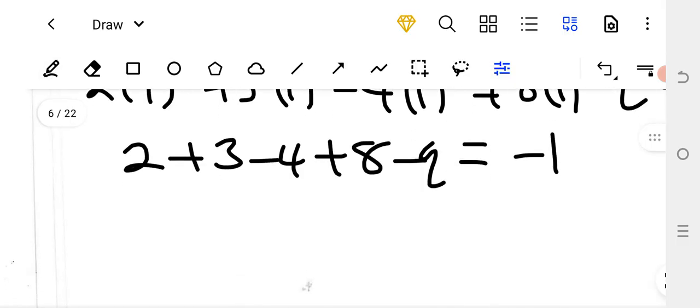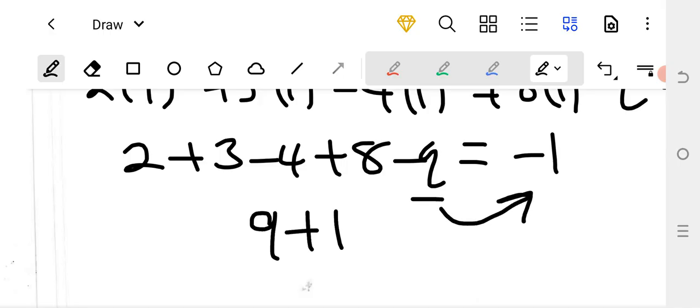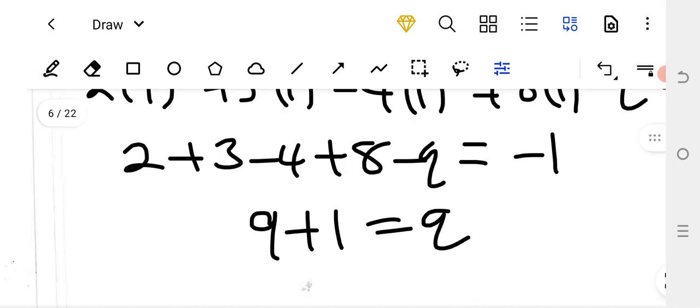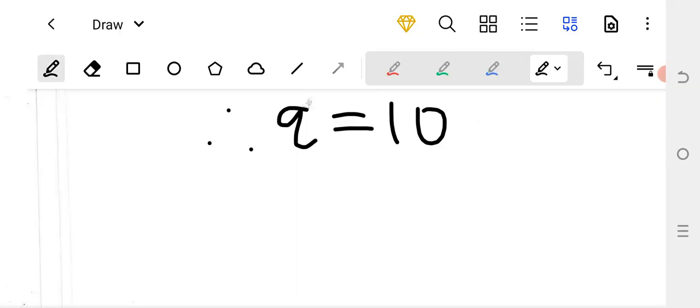Then if you simplify nicely, 2 plus 3 is a 5. 5 minus 4 is a positive 1. Positive 1 plus 8 is a 9. So you're going to have a 9. Then this one will go to this side of the equation. So 9 plus 1, this q will go to that side of the equation. 9 plus 1 is equal to q. Therefore, q is equal to 10. And that's your 3 marks that easily.